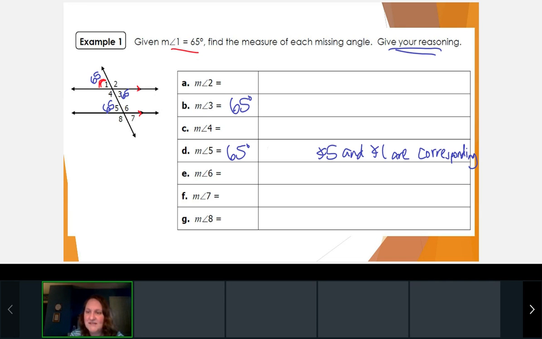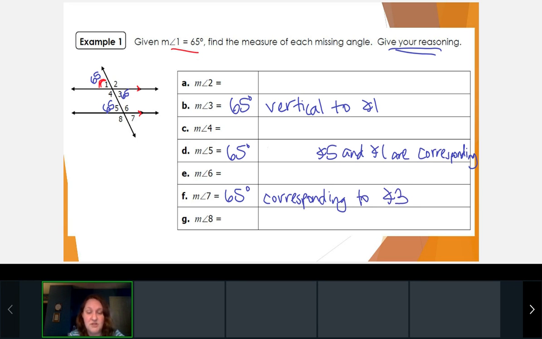And then someone in my chat said, well, aren't 7 and 3 corresponding? They certainly are. So now we know what angle 7 is. We know angle 3 is 65 degrees because it's vertical to angle 1. And now we know that angle 7 is 65 degrees because it's corresponding to angle 3.